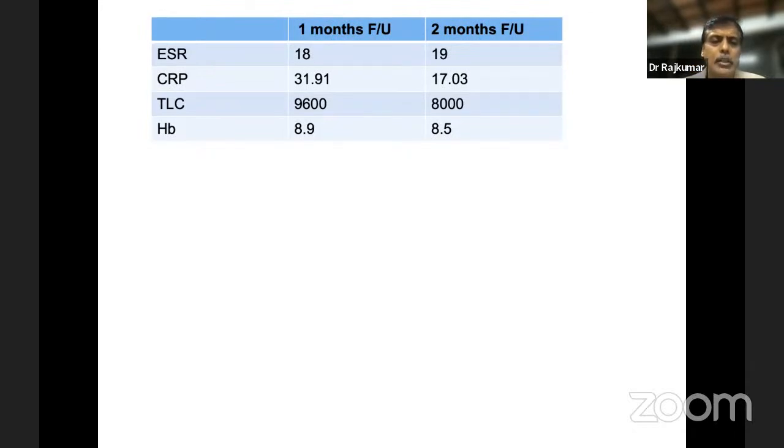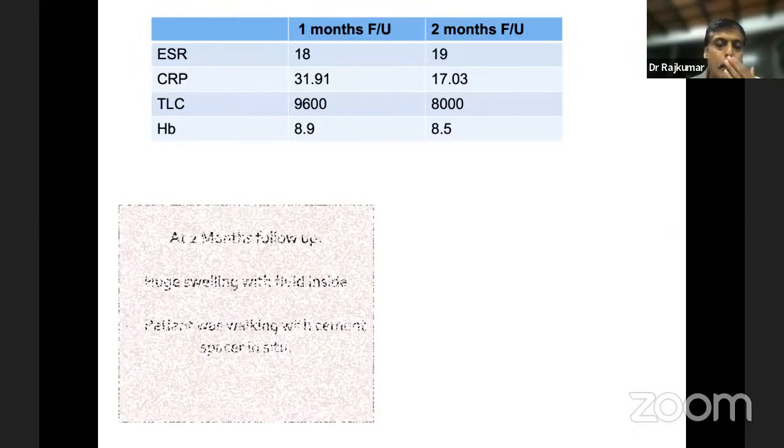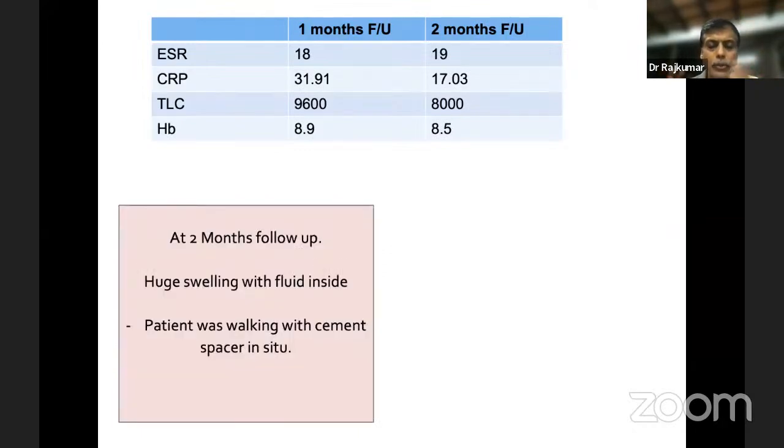But unfortunately, the patient's hemoglobin was never picking up. Even after one and two months, his CRP was slowly coming down, but his hemoglobin went from 8.9 again to 8.5. Then I was wondering, and then he came with a huge swelling in the knee at the 2 month follow-up, with a lot of fluid collection inside. The patient was saying that he was very comfortable. He was walking with the cement spacer, with a walker, but putting full weight, and he was tall and big also.